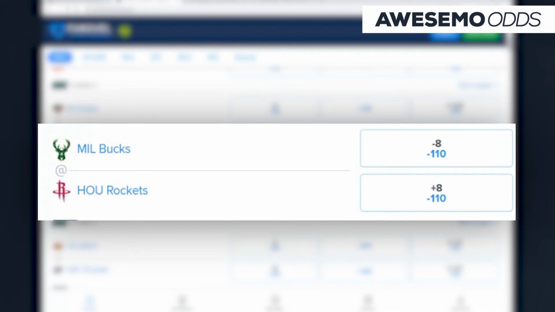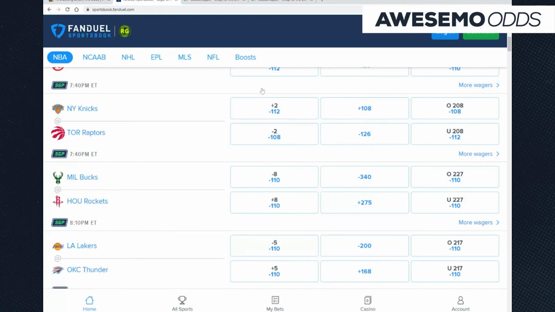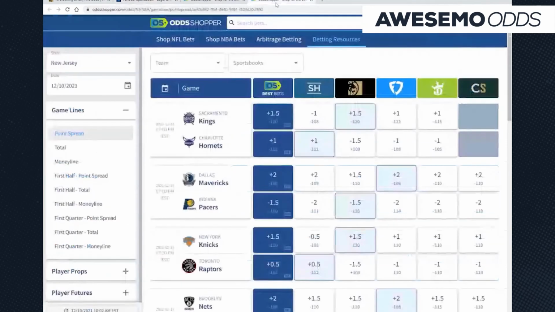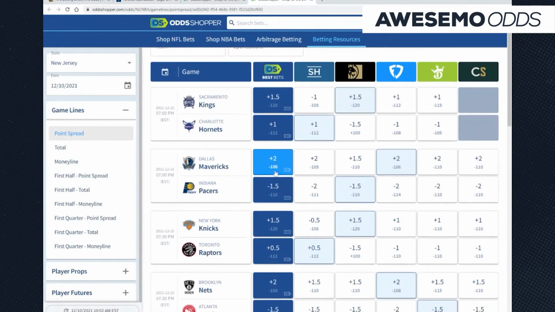This is something very, very basic, very, very simple, but it is a key to understanding betting. If you're looking to dive in for the first time, this is something you really should be familiar with. So if you see that minus, they're laying points. If you see that plus, they are getting points.